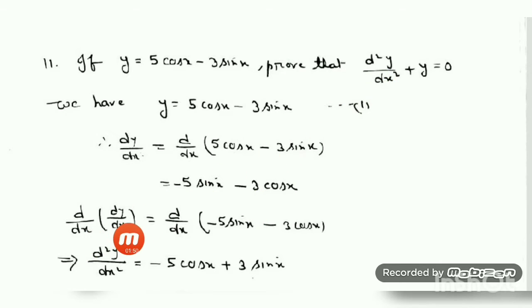So d/dx of dy/dx equals d/dx of this expression, minus 5 sin x minus 3 cos x. d/dx of dy/dx can be written as d2y/dx2, is it not? We know it. Now take the derivative. Minus 5 is constant, comes out. d/dx of sin x is cos x. Minus 3 comes out, and d/dx of cos x is minus sin x. So minus minus becomes plus sin x.